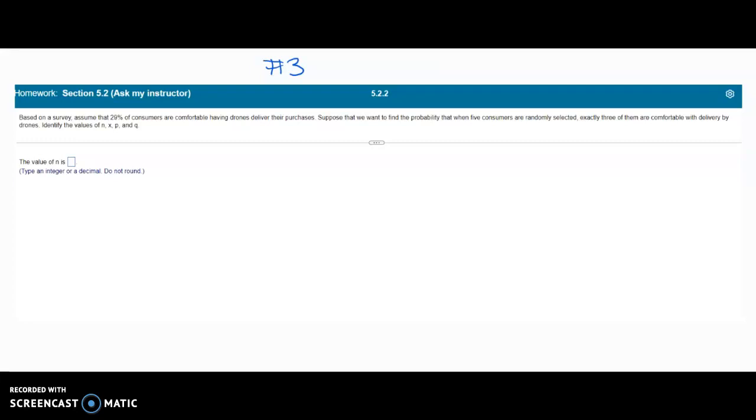So as we read this problem, we're going to go through and identify the numbers. Based on a survey, we're assuming that 29% of consumers are comfortable having drones. This number is either going to represent N, X, P, or Q. Since it is a percentage, we know that it's probably going to be our probability, right? 29% of consumers are comfortable having drones deliver their purchases.